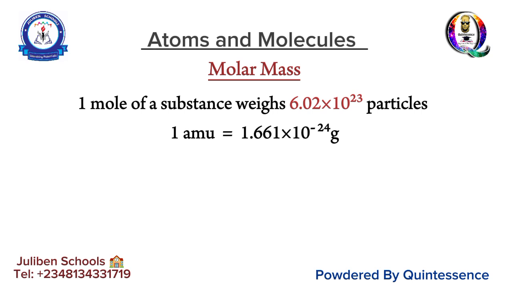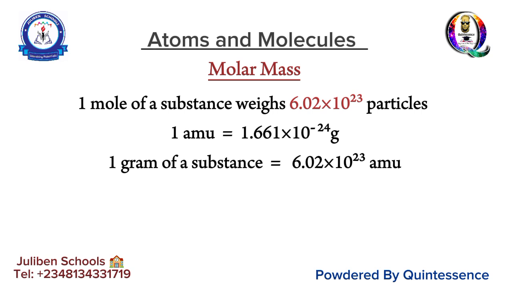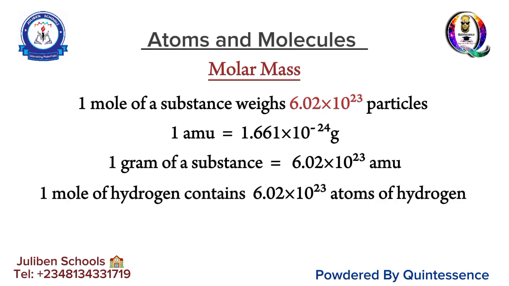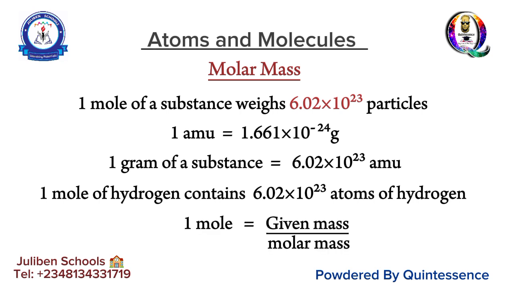1 AMU is equivalent to 1.661 times 10 raised to the power minus 24 grams. 1 gram of a substance is equivalent to 6.02 times 10 raised to the power 23 atomic mass units. That is to say, 1 mole of hydrogen contains 6.02 times 10 raised to the power 23 atoms of hydrogen. The number of moles is simply given mass over molar mass.